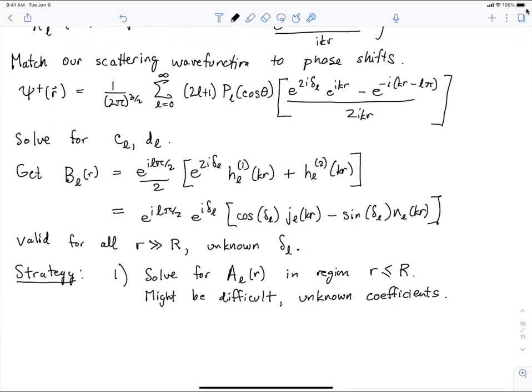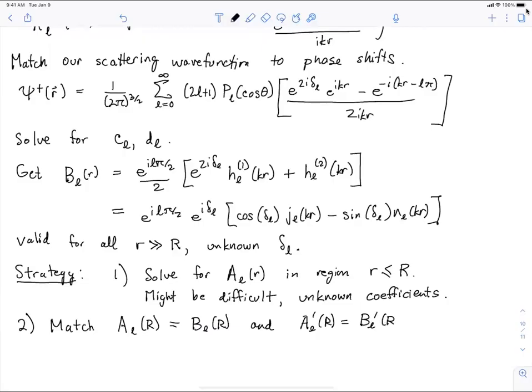And to get rid of the unknown coefficients, as we did in 1D scattering, you match at the places where the two amplitudes agree. So you're going to match AL at capital R to BL at capital R and the first derivatives. So you take the derivatives of those functions and you match those. Okay, and then there will be some equations and some unknowns, and you will solve them to get delta L.